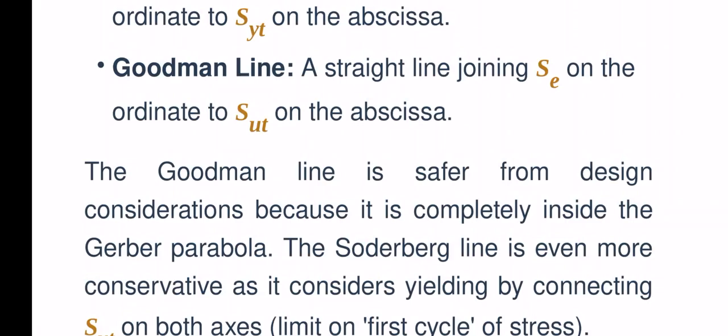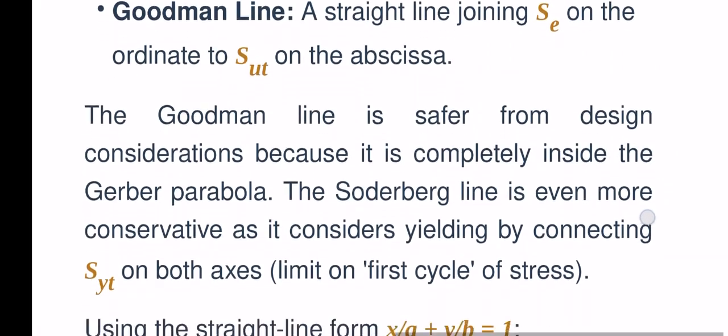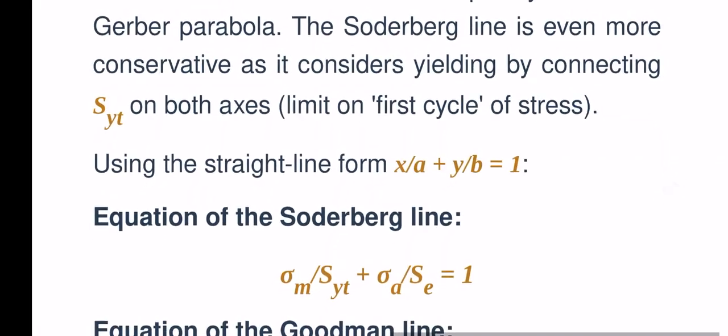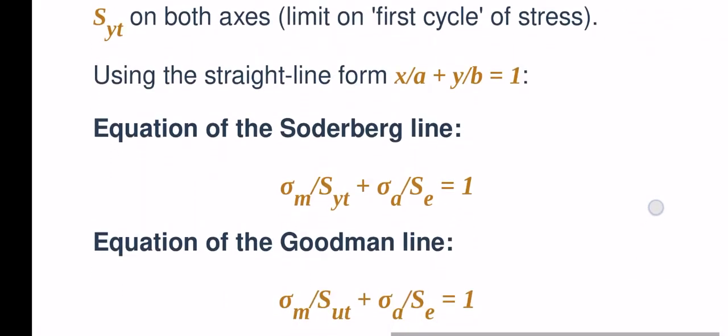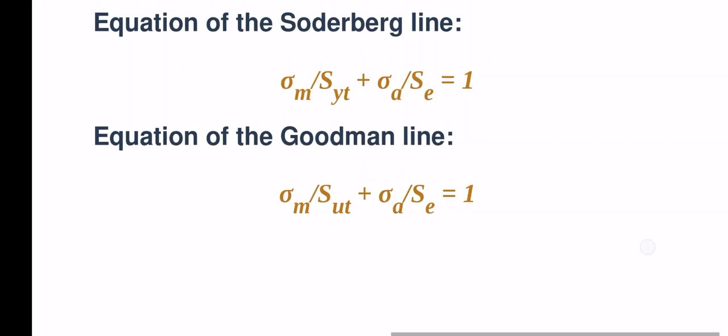The Soderberg line is even more conservative as it considers yielding by connecting SYT on both axes, limiting the cycle of stress. Using the straight line form x by a plus y by b is equal to 1, the equation of the Soderberg line is: sigma m by SYT plus sigma a by SE is equal to 1. Equation of Goodman line: sigma m by SUT plus sigma a by SE is equal to 1.